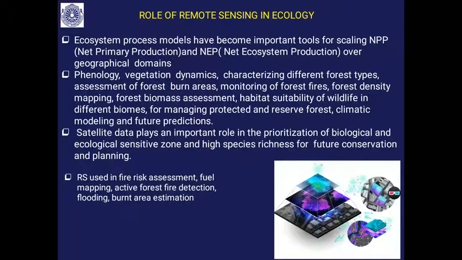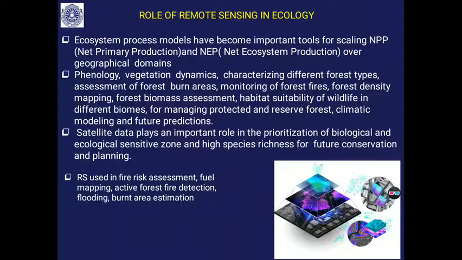This remote sensing technology is helpful for developing ecosystem process models, and it has now become an important tool for scaling net primary production. One can easily assess the net primary production of a forest area or a wetland area through this technology, or else net ecosystem production. All these can be assessed over a geographical domain easily with this technology.